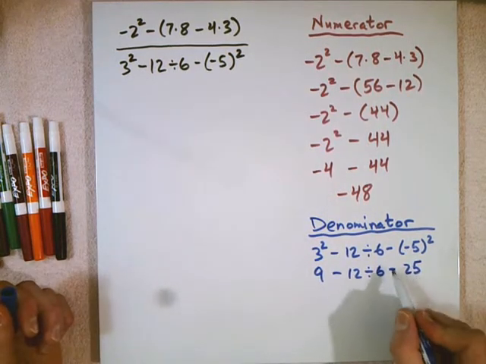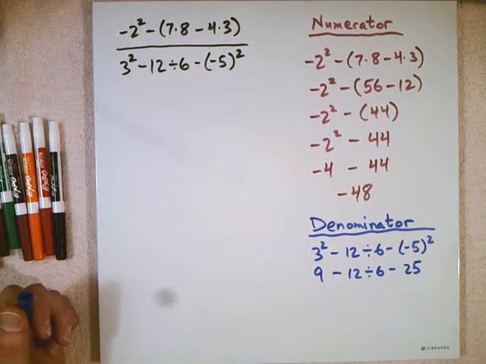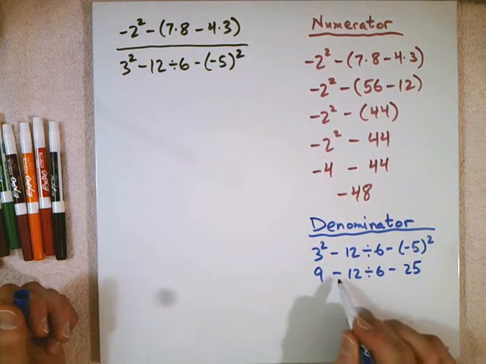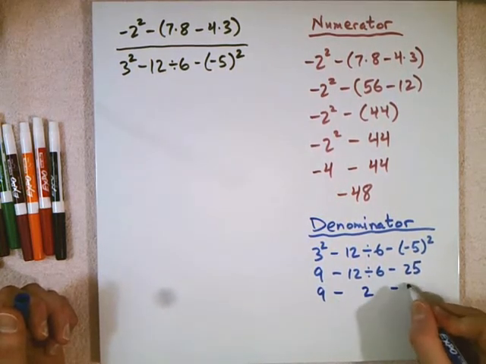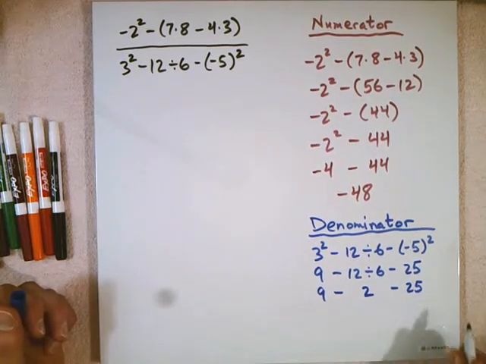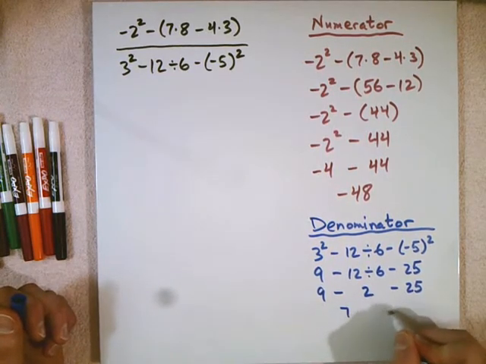Now what happens? As you stare at this, you realize the next priority level is going to be this division. It has to be taken care of before you deal with the subtraction. So 12 divided by 6 is 2. And then, of course, you just work it from left to right. So 9 minus 2 is 7. And then 7 minus 25 is a negative 18.